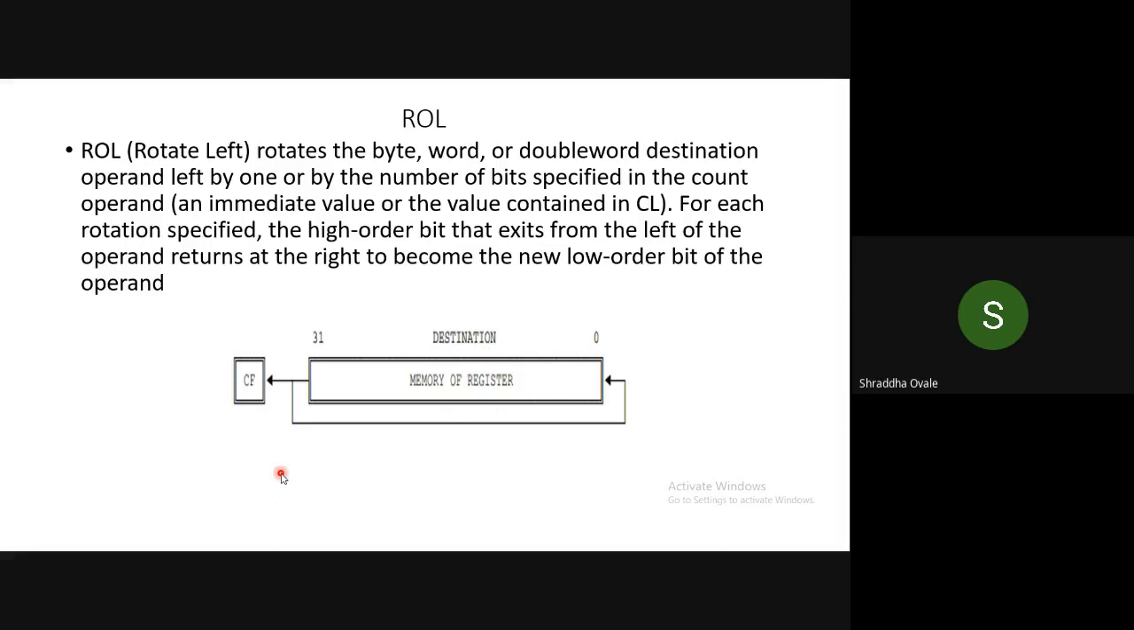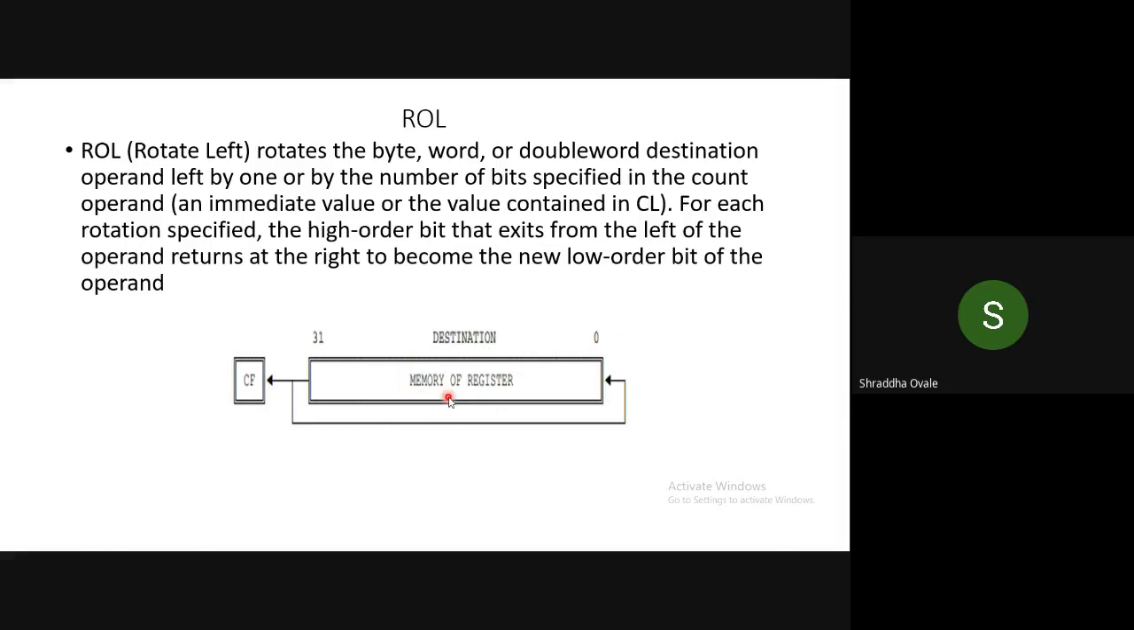Now what is the meaning of these four lines? See over here, you are going to rotate your data, that is your byte, word or double word destination operand, to the left by 1. It will either be by 1 or whatever will be the specified number of bits. Suppose rotate by 10 bits, rotate by 100 bits, whatever the specified number of bits, it will keep on rotating upon that specified value.